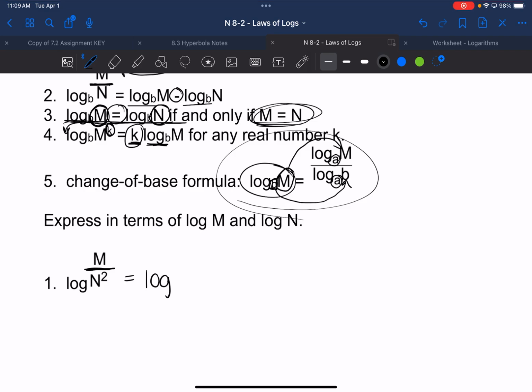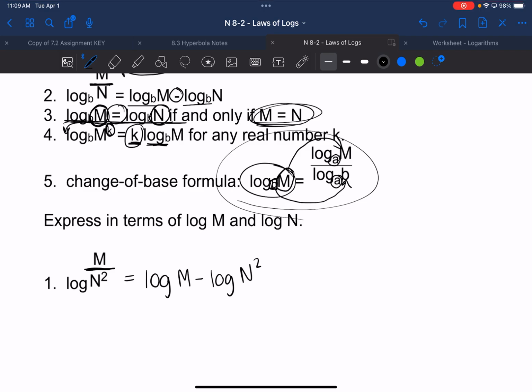There's no base, so what's our base understood to be? 10. Very good. So you don't have to write it. Of m minus log, understood base 10, of n squared, right? Okay, so we rewrote the division as subtraction.